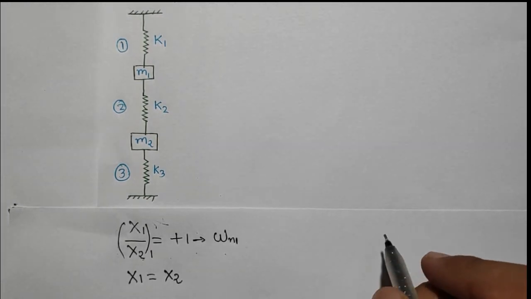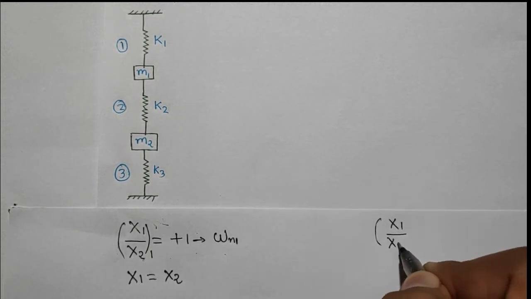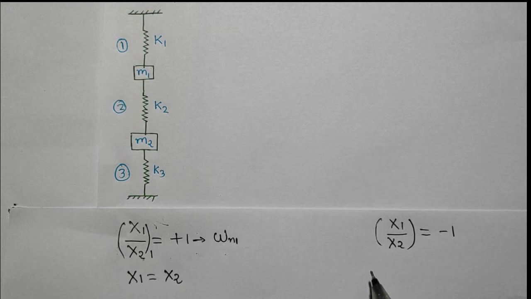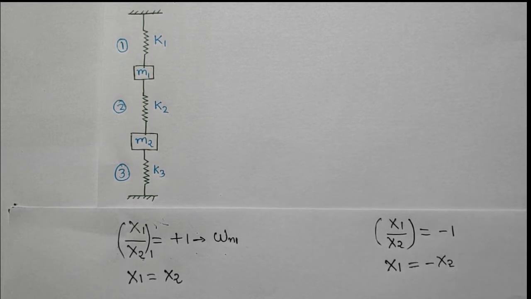Now equation number 8 is x1 by x2 is equal to minus 1. Means when the system vibrates with omega n2 frequency, then the ratio of amplitude of both the masses present in the system is equal to minus 1. Means the amplitudes of both the masses are the same. This minus sign indicates that the direction of motion of both the masses is opposite.